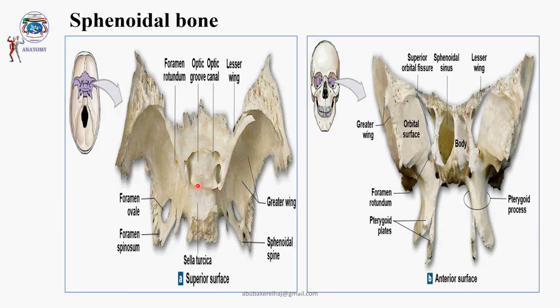As you see here, this is the body of the sphenoid bone, and this is the petrous or the most posterior aspect, and the basilar part of the sphenoid bone. And here we have the sella turcica. In the sella turcica, we have a depression related to the pituitary gland.